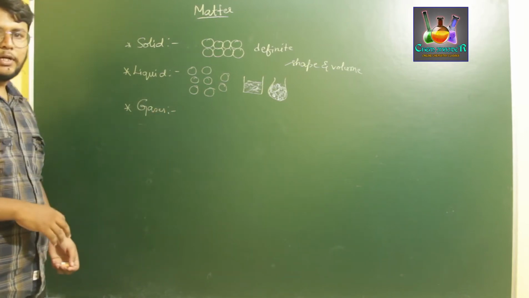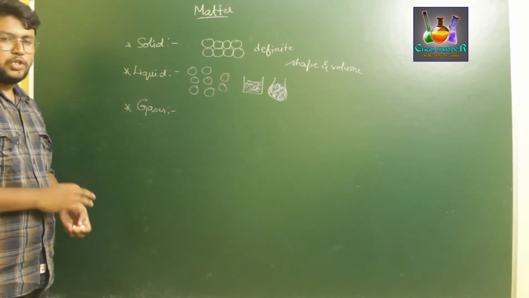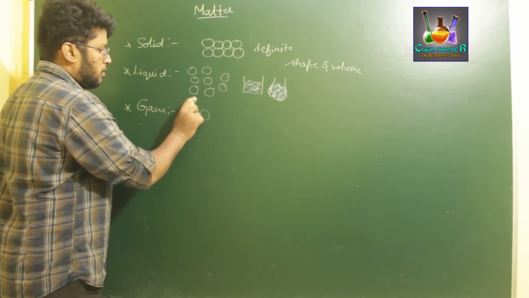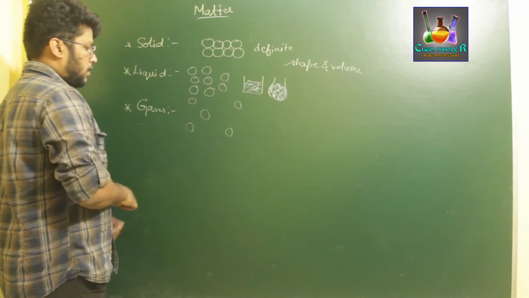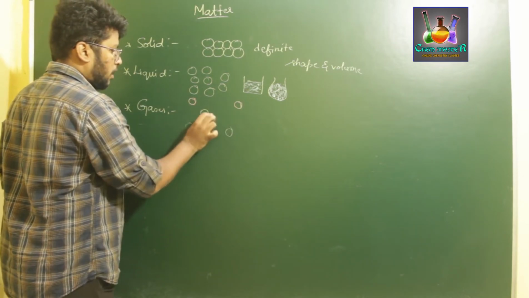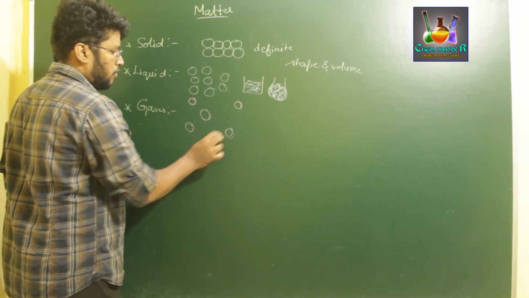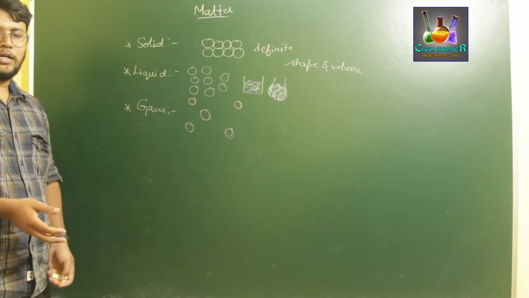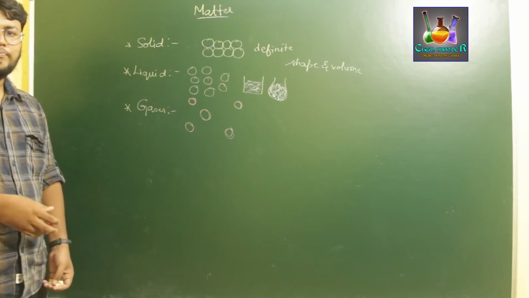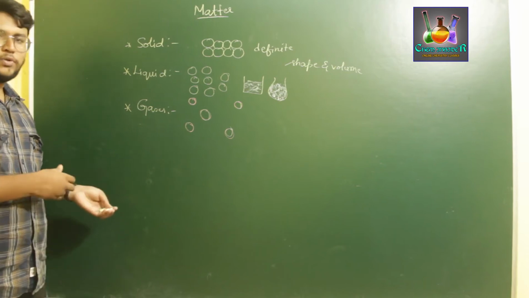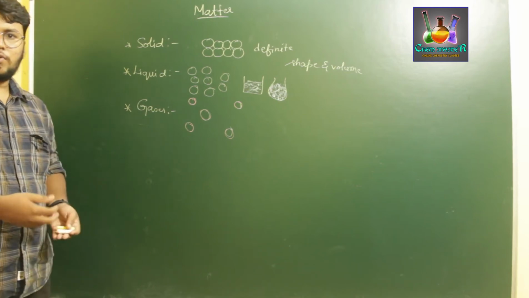And then the last one, that is gases. Gases have almost zero interparticular force of attraction, hence they are very loosely packed, which leads them to have no shape and no definite volume. They don't have any shape, they take the shape of the container. And they only have volume when they are taken in a container. If they are in outside space, they won't have any volume at all.